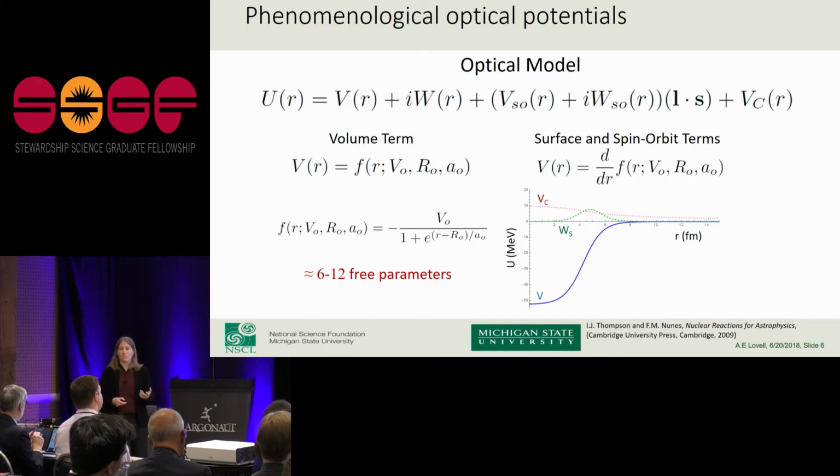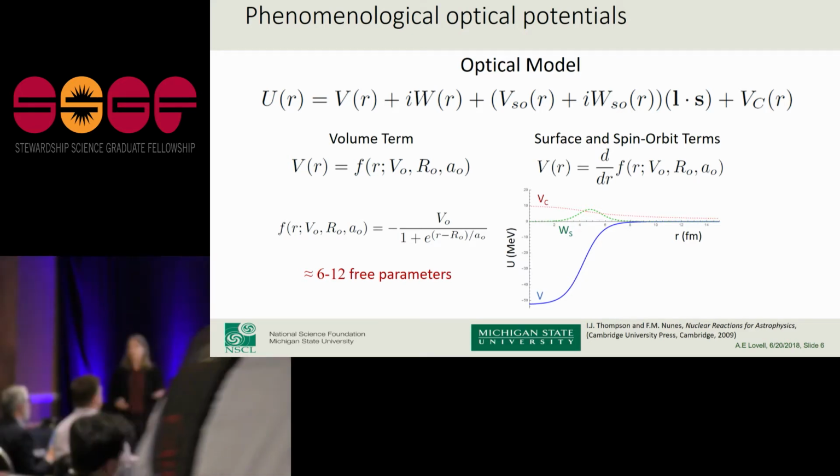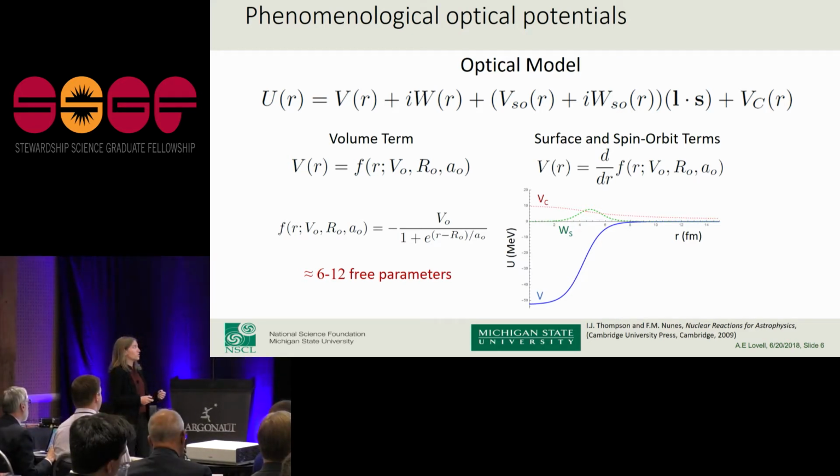So each of these terms can be parameterized by a depth, a radius, and a diffuseness. So when we're looking at our overall potential model for a target and a projectile, we have somewhere between 6 and 12 free parameters, depending on which of these terms are included in our model and which are important at different energies and for different projectile-target combinations.